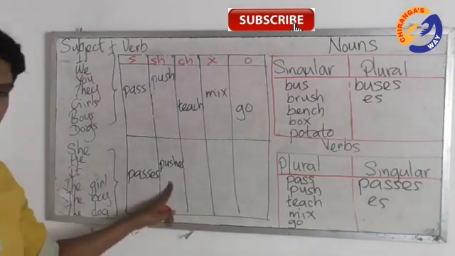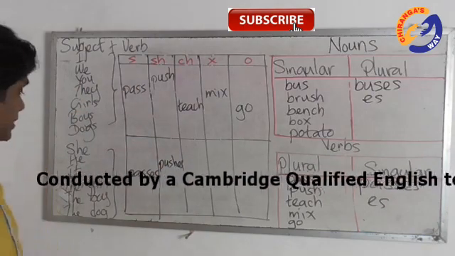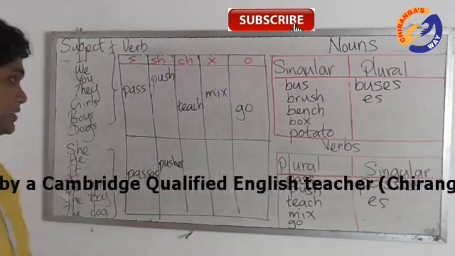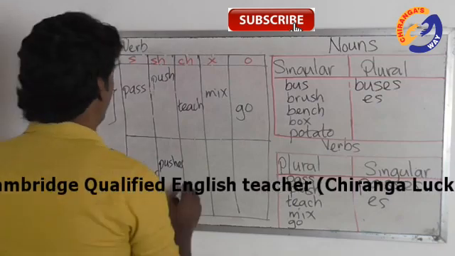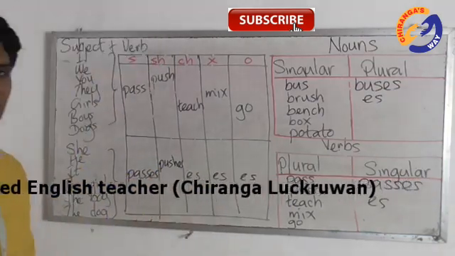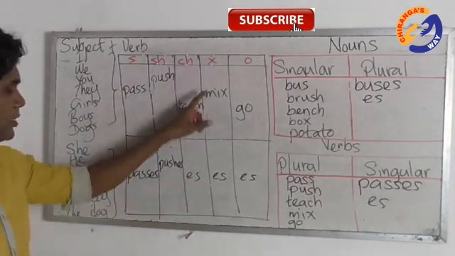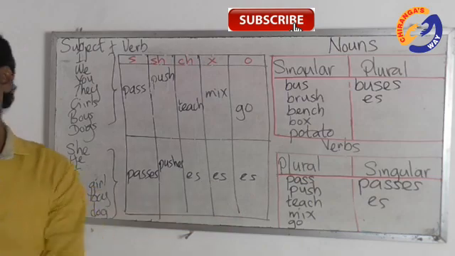Anyway, we are just adding es here. Now we can understand what's happening. With these subjects, there is no difference. With these subjects, we are adding es. The same rule is applied everywhere. We are adding es here, es here, es here. Pass passes, push pushes, teach teaches, mix mixes, go goes.